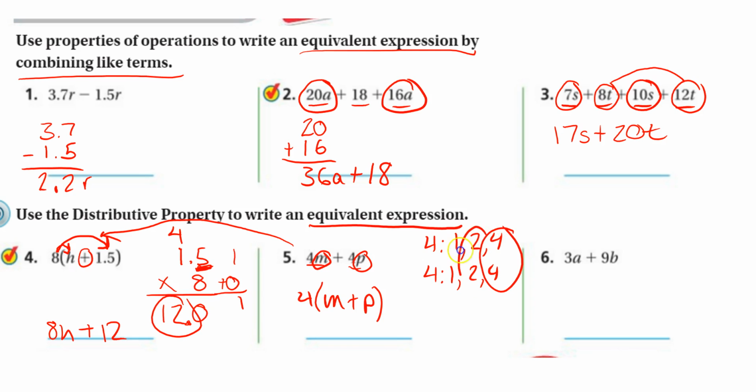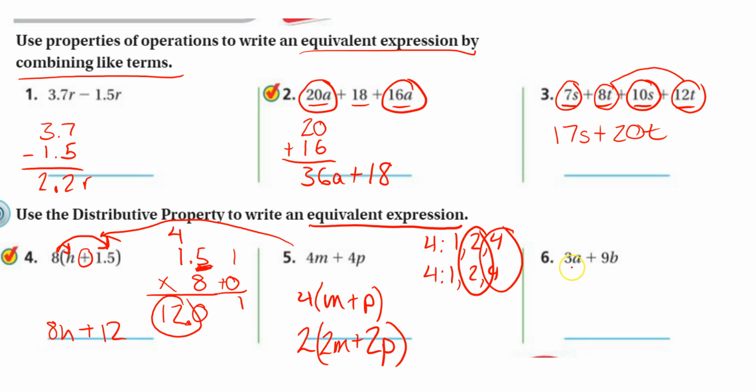Now, if you factor out the 2, that would work too. You would just take out the 2, and then you need to multiply it by 2m plus 2p. Because now you're going to get 4m plus 4p. You get back to your original expression. So all 3 of these would be equivalent expressions.